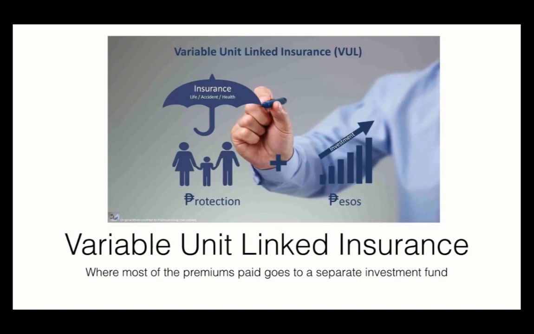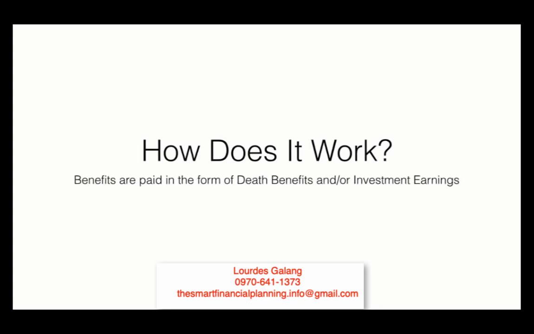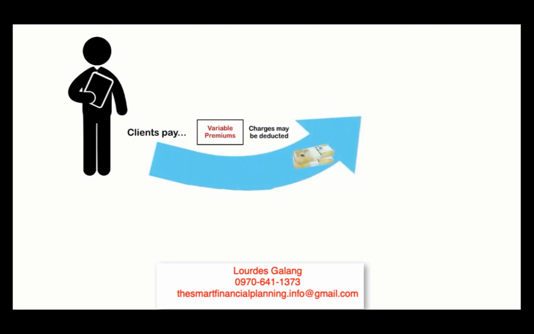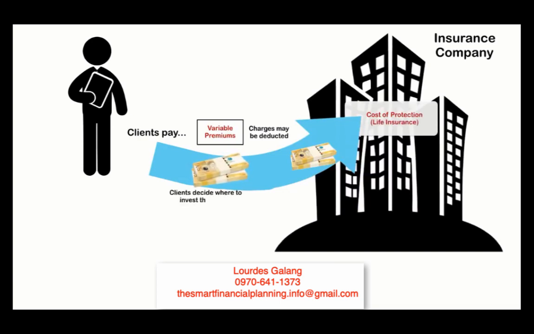Okay? So, variable unit-linked insurance where most of the premiums paid goes to a separate investment fund. Now, I'm sure you're thinking, so how does it work? I mean, paano ko babayaran yan? Now, for example, you are the client at ikaw ay kumuha ng isang VUL insurance plan. Now, the benefits are paid in the form of death benefits and or investment earnings. And this is how it works. So, you are the client, you pay a variable premium, okay, to your chosen insurance company, and charges may be deducted by the insurance company. Now, part of your variable premium goes to your life insurance, which is the cost for your protection for you and your family.